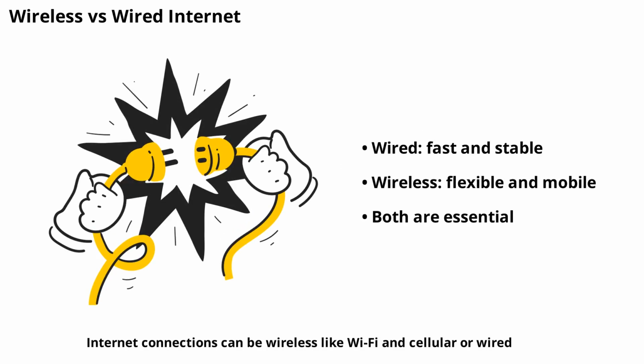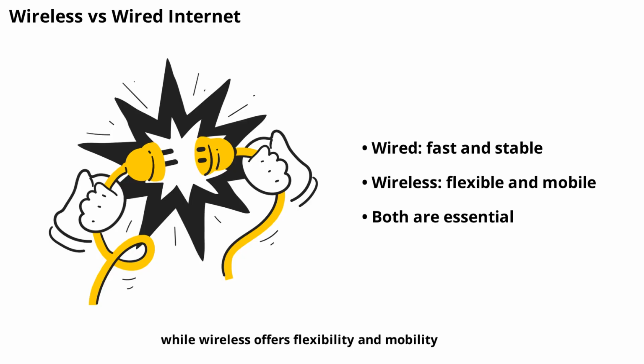Internet connections can be wireless, like Wi-Fi and cellular, or wired, like Ethernet cables. Wired connections are often faster and more stable, while wireless offers flexibility and mobility. Both types are essential for different situations, from home networks to public hotspots.